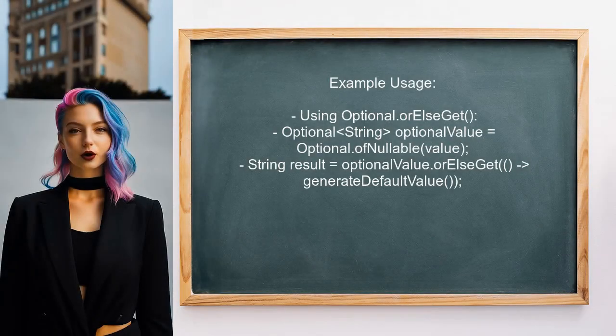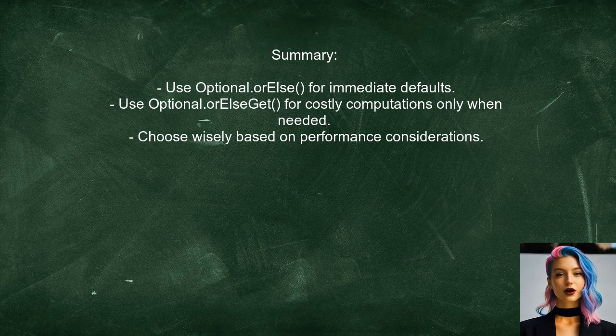For example, if the user has a method that generates a default value, they should use Optional.orElseGet to ensure that the method is only called when necessary. In summary, the user should choose Optional.orElse for simple, immediate defaults and Optional.orElseGet for potentially costly computations that should only occur when the optional is empty.